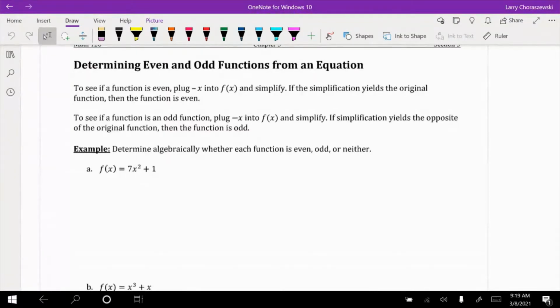To see if a function is even, what we do is we plug negative x into the function f of x, and then we simplify. And here's what we're looking for after we simplify. If the simplification yields the original function, then the function is even. So if we plug negative x into f of x and it looks like nothing has changed after we simplify, then that would be an example of an even function.